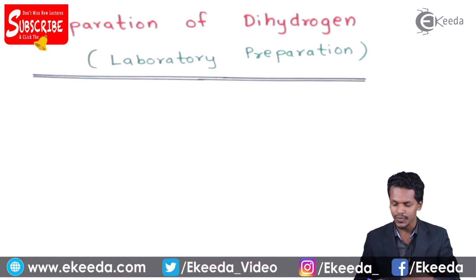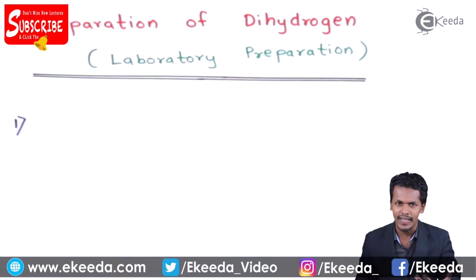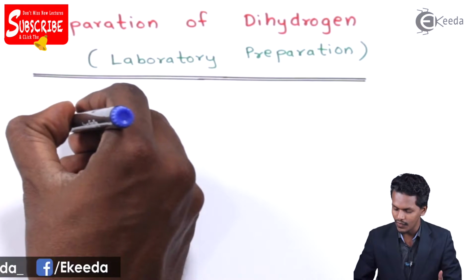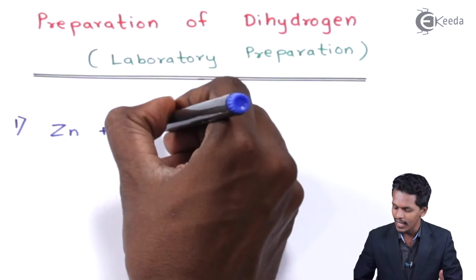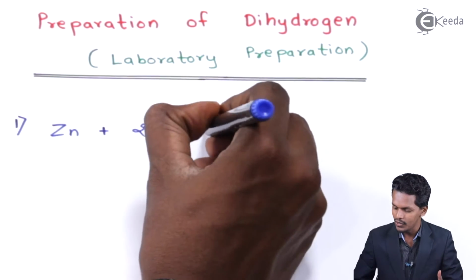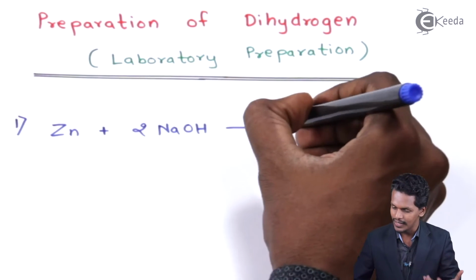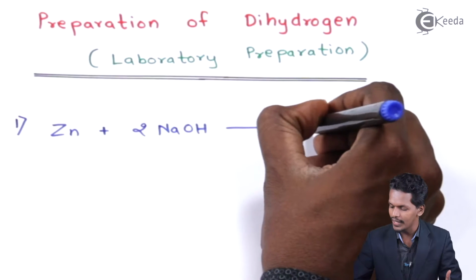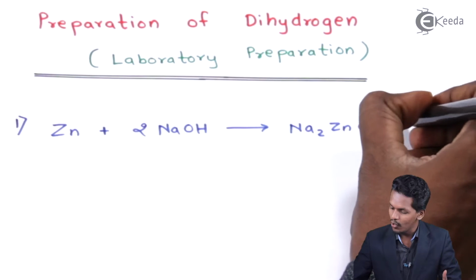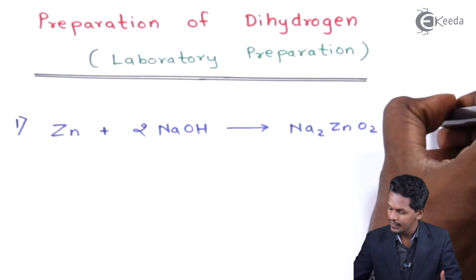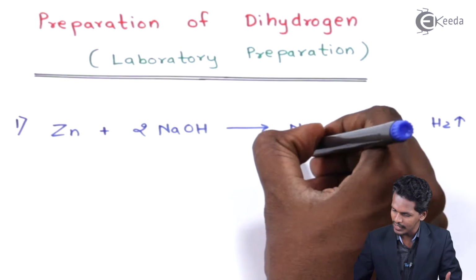Let me discuss the first one: what happens when zinc is reacted with NaOH. Zinc is a d-block element, and when it is treated with NaOH, a strong base, the product we obtain is a zincate, Na2ZnO2, along with the evolution of hydrogen gas. The name of this product is sodium zincate.